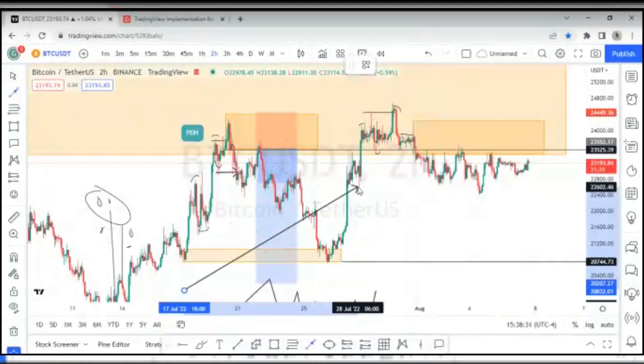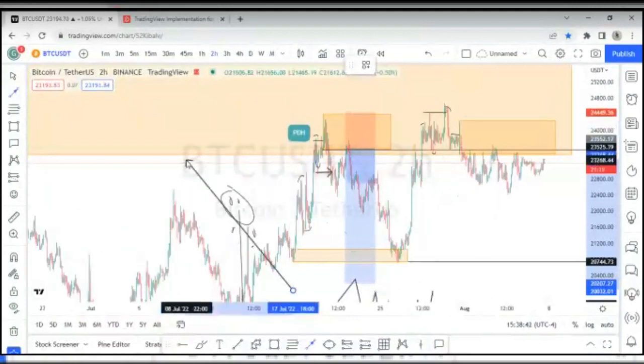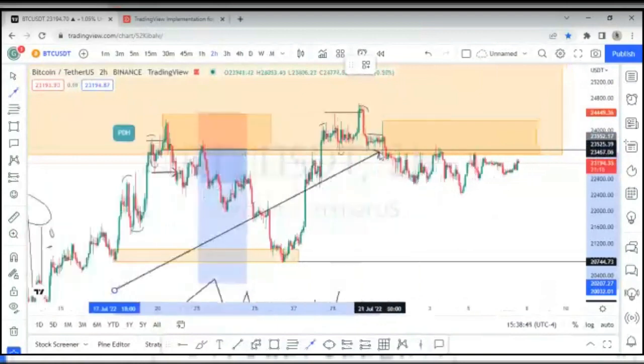Don't come to my DM saying, sir, this imbalance, what do you think? I'm not going to reply. I'm not thinking anything. Go and look. You have access to 5 years of data, so use this 5 years of data to your advantage. You can go through the chart for 5 years. You're not paying anybody to do that.